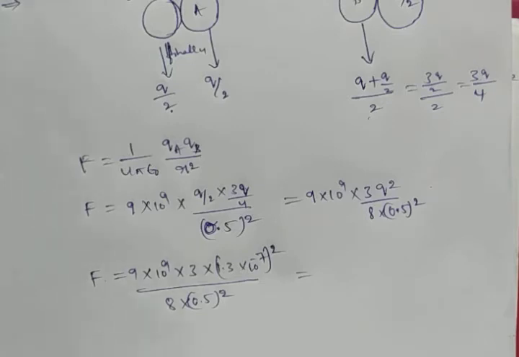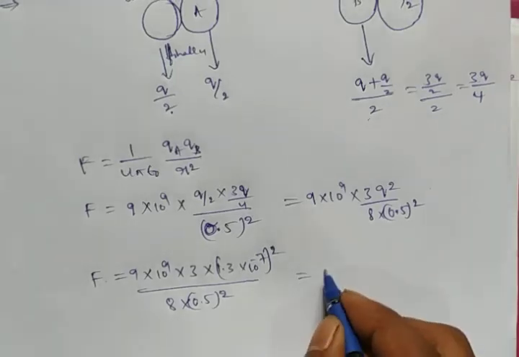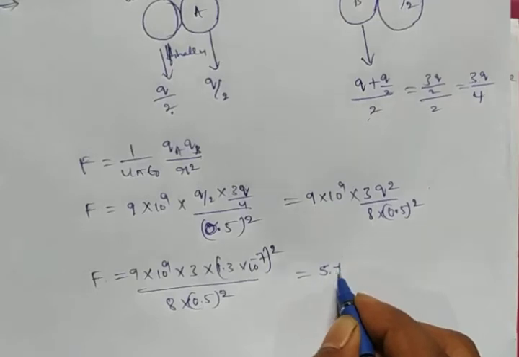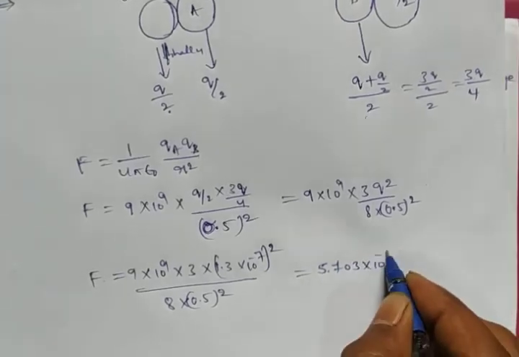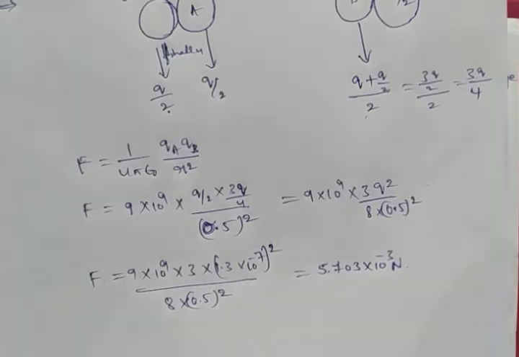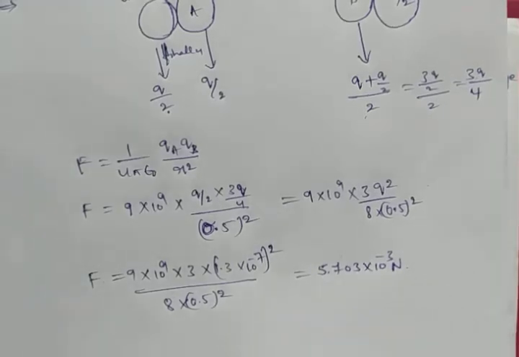So what is the answer we get? We get 5.703 into 10 power minus 3 Newton. So 5.703 into 10 power minus 3 Newton, that is the repulsive force between the spheres A and B.